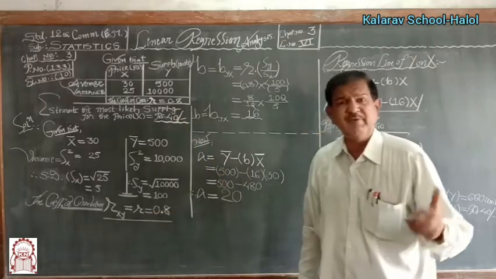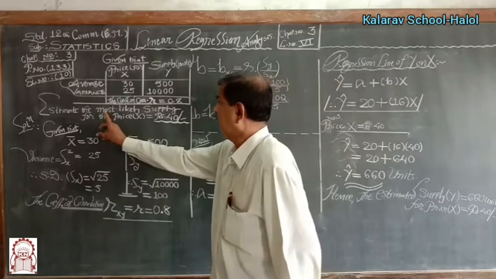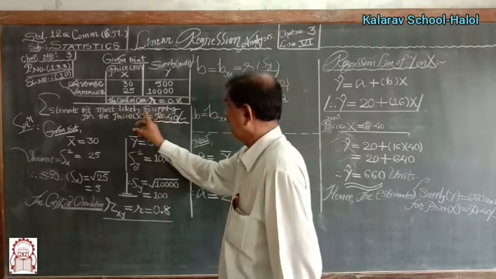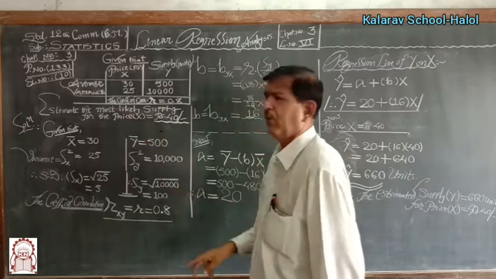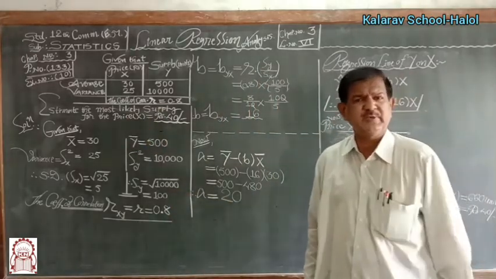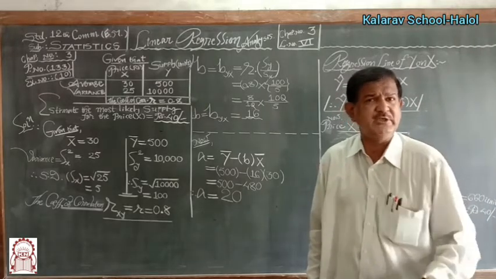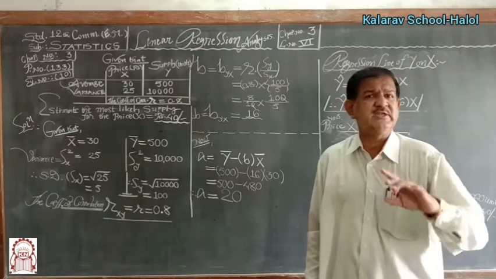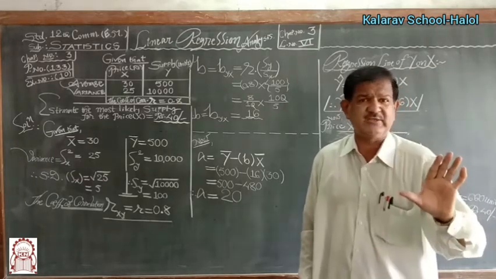In this example, we have to estimate the most likely supply when price is rupees 40, that is x is rupees 40. Estimate y for x is rupees 40. This is a very simple method, the simplest method in this chapter. Generally asked in section C or section D, that is for 2 marks or 3 marks.